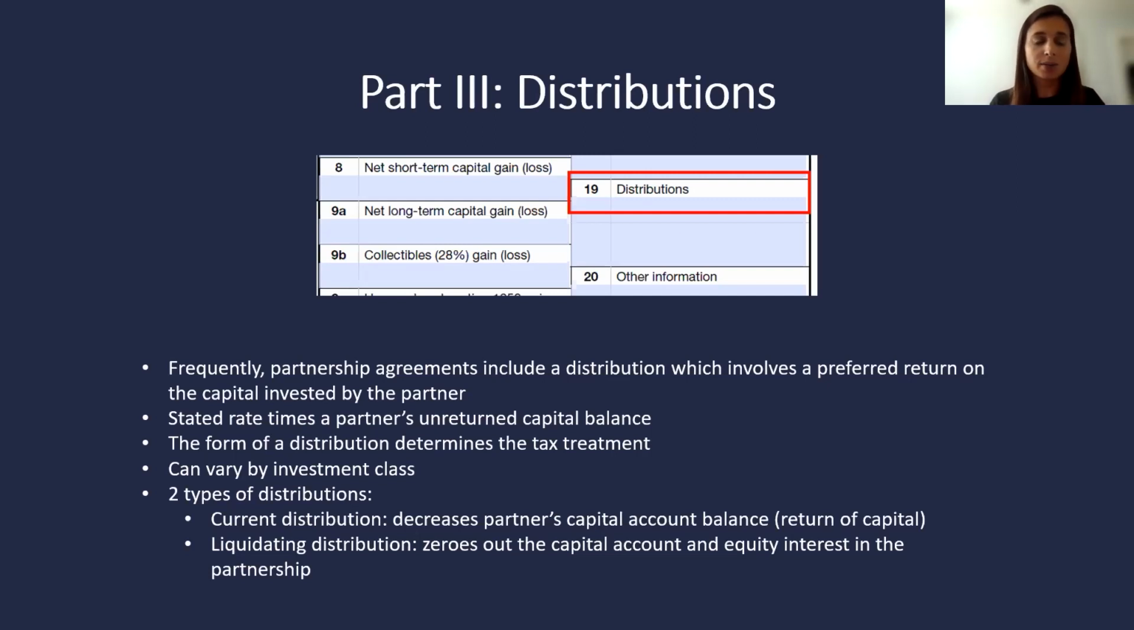And then there's really two types of distributions that you will see for these multifamily syndications. It's either the current distribution, which will decrease your capital account balance. That's your return of capital, and you will not be taxed on those distributions as long as your capital account balance remains positive. And then you also have liquidating distributions, which are distributions to zero out your capital account and also zeros out your equity interest in the partnership.